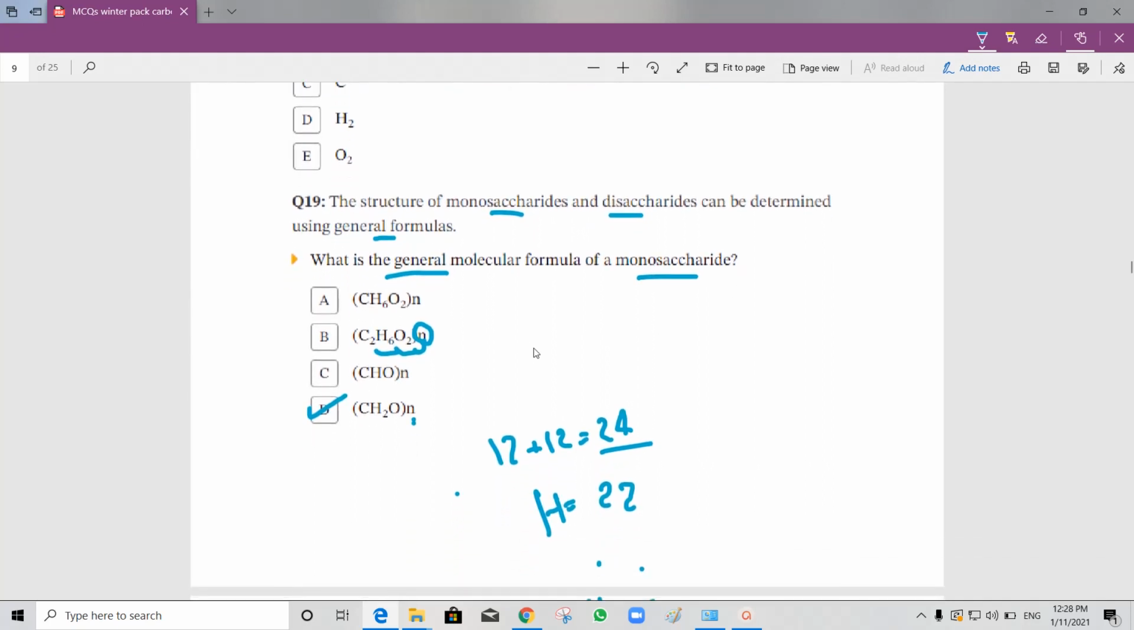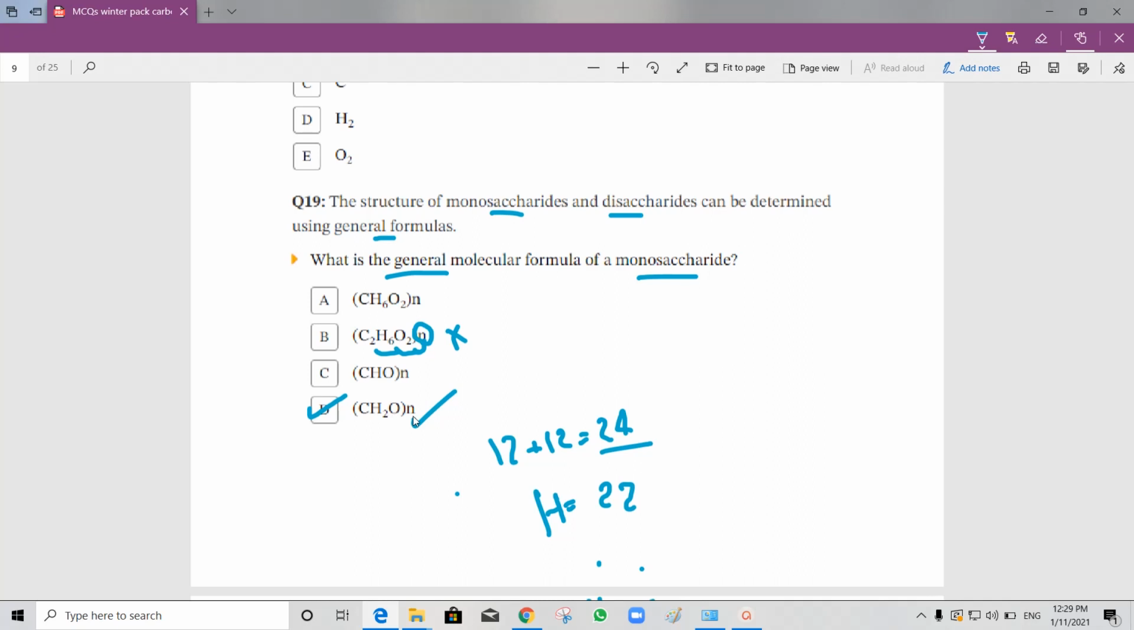Remember when we discussed this part before? The structure of monosaccharides and disaccharides can be determined using a general formula. What is the general formula for monosaccharides? I cannot use this one. This is not a general formula. This one is correct, which is CH2O multiplied by n.